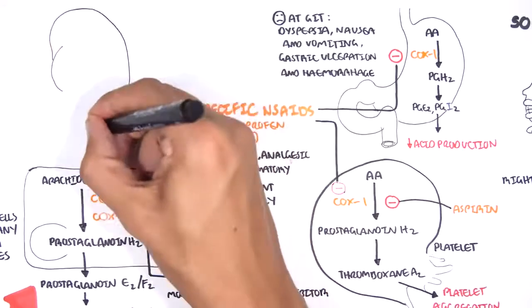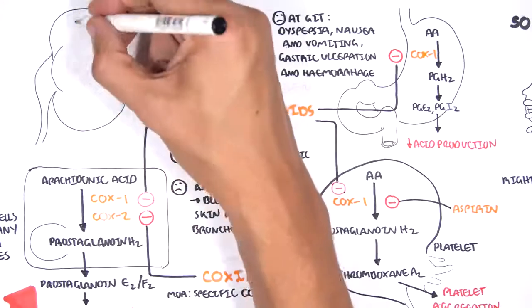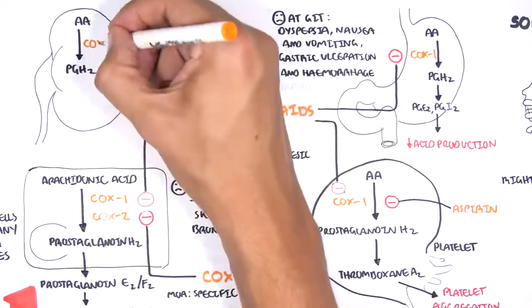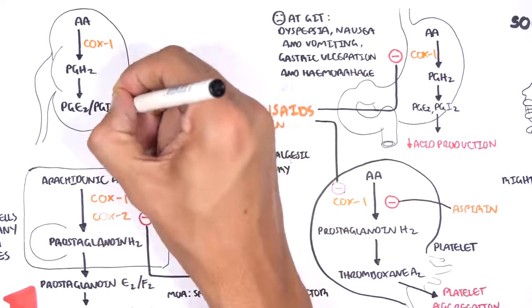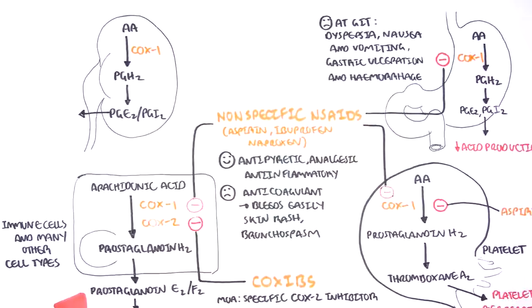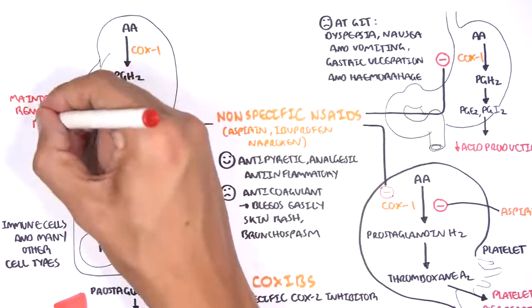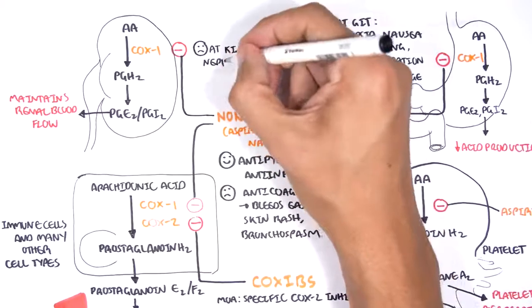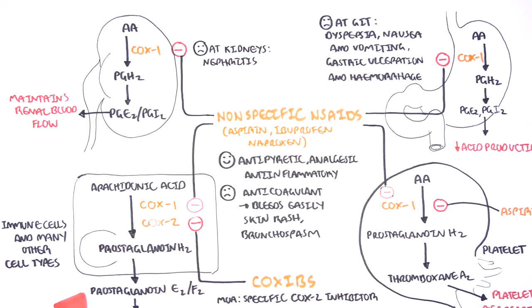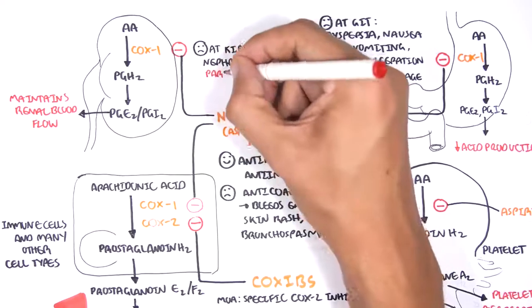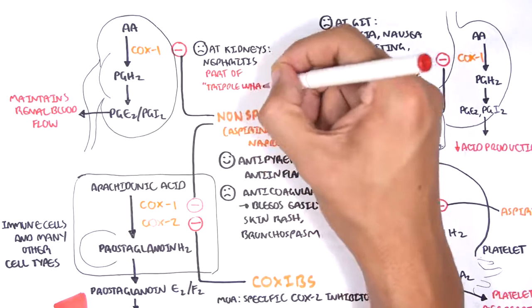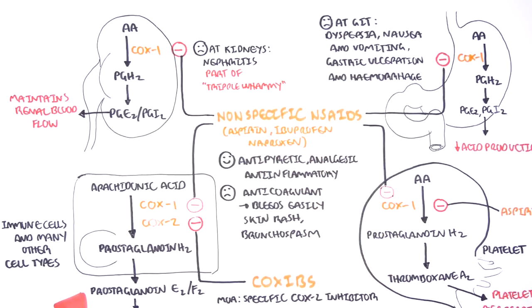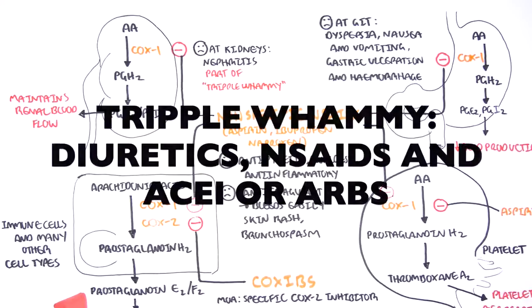In the kidney, COX-1 normally converts arachidonic acid to prostaglandin H2, which then makes prostaglandin E2 and prostaglandin I2. In the kidney, these prostaglandins help maintain renal blood flow. Therefore, NSAIDs can cause nephritis and kidney injury. NSAIDs are also one of 3 drugs which make up what's called the triple whammy. Triple whammy is a combination of 3 drugs you do not want to be on, especially if you have some kidney problem. These 3 drugs are diuretics, NSAIDs, and ACE inhibitors or angiotensin receptor blockers.